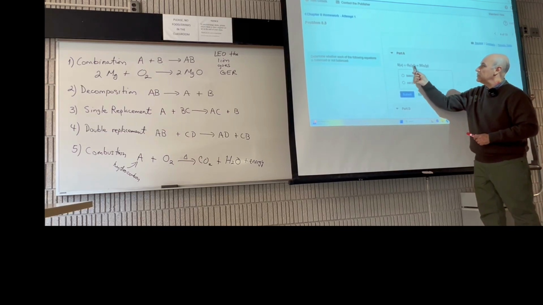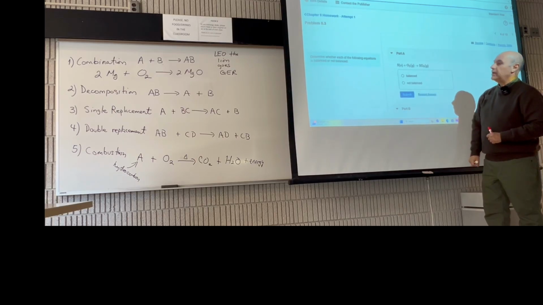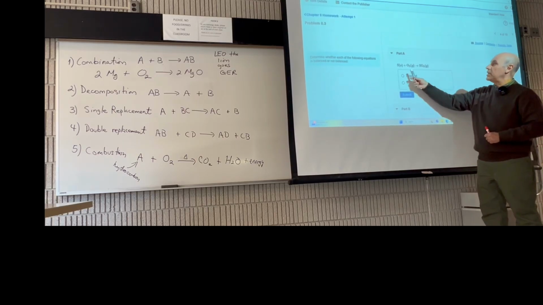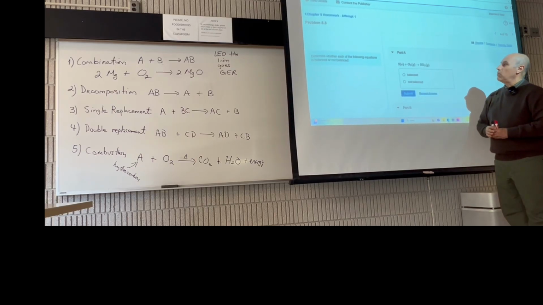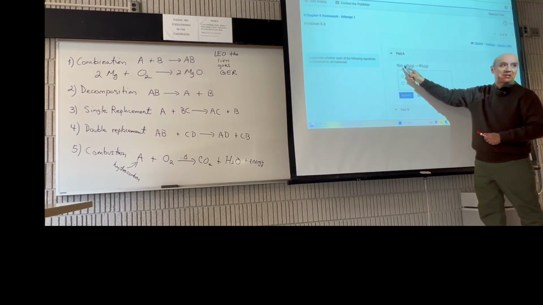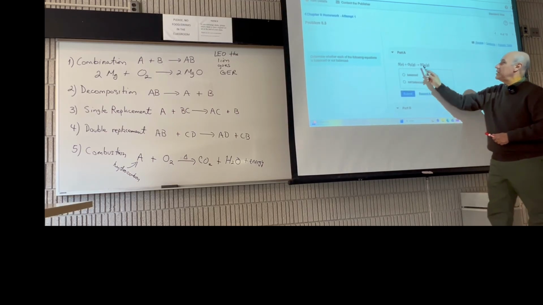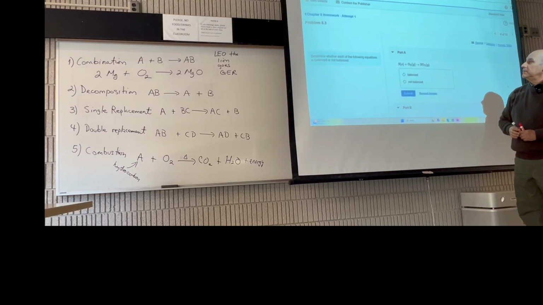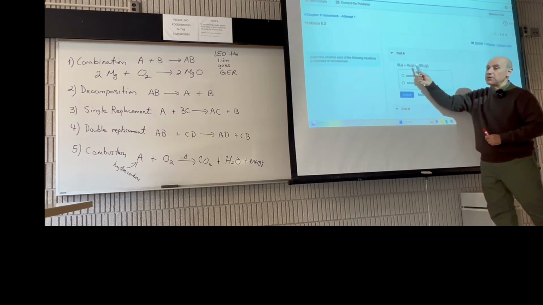So how many sulfurs on the reactant side as written? How many S's do you see? 1. I mean, don't count the solid state. 1 S, and how many on the right, on the product? 1. Also 1. So the sulfur is balanced.